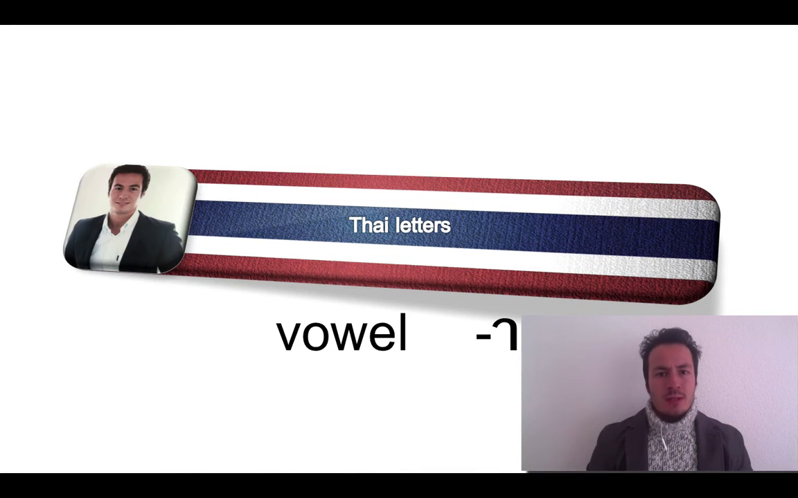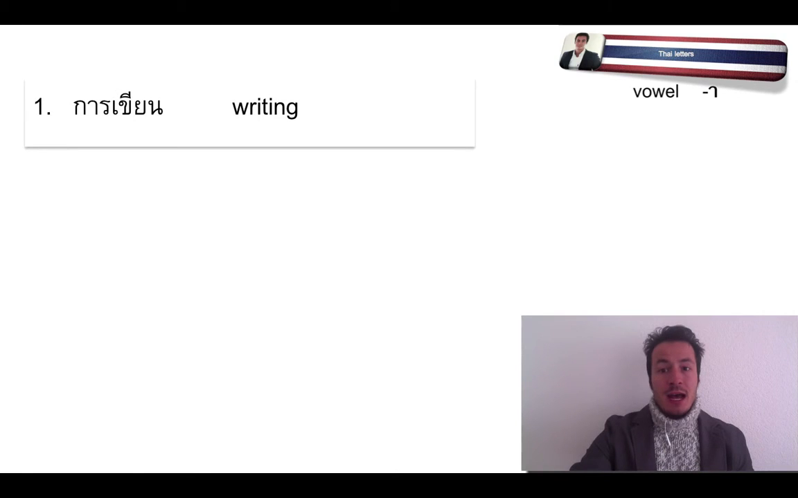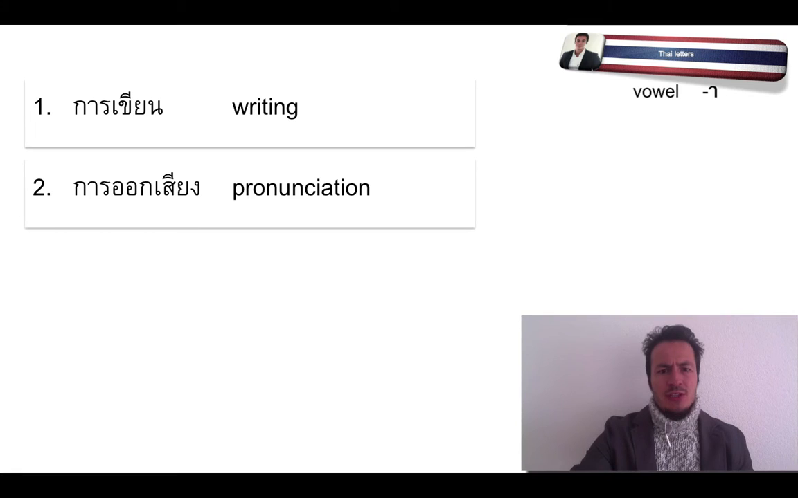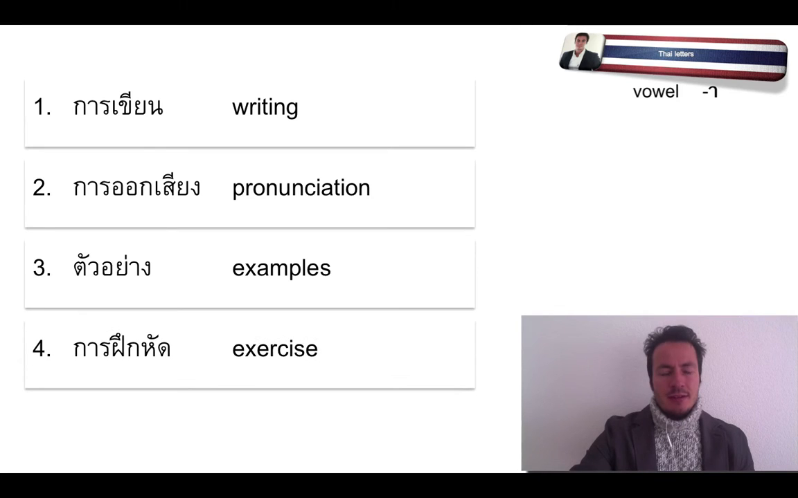Hello and welcome to Vowel, which is part of Thai letters. We will first see how the vowel is written. We will then have a look at pronunciation and practice a little bit. We will see examples of representations of the vowel, and in the end you will be presented with a couple of exercises that are very helpful in order for you to practice the vowel not only written but also orally.